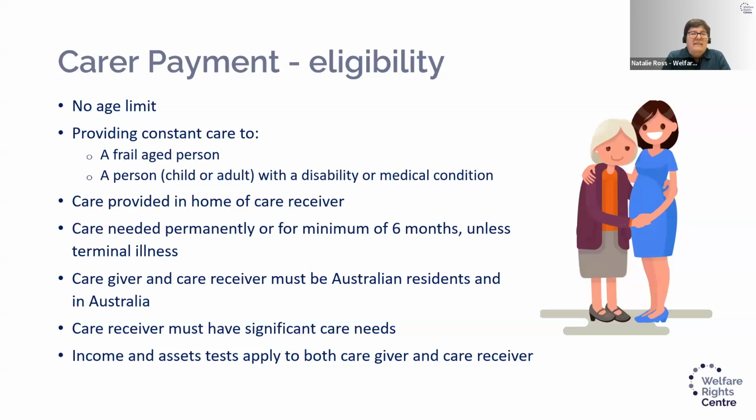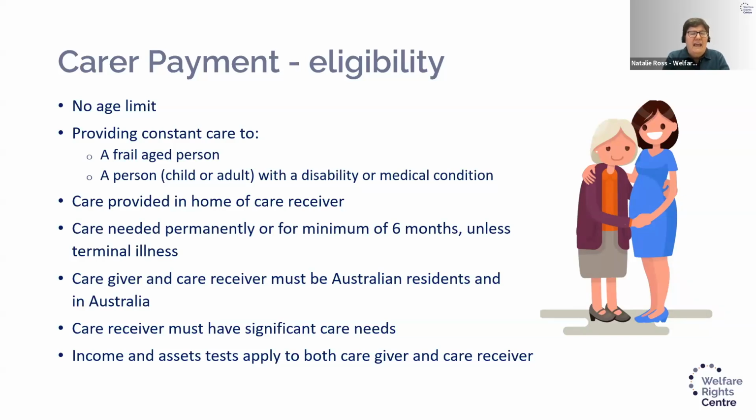So to start with, looking at the eligibility criteria for carer payment, there's no age limit. So the fact that Luke is a young person being a carer is not a problem of itself. You need to be providing constant care to someone who is either a frail aged person or a person, a child or an adult, who has a disability or a medical condition that means they need care. The care has to be provided in the home of the person who needs the care, and the care must be needed permanently or for a minimum of 6 months, unless the person has a terminal illness with a prognosis of less than 6 months to live.